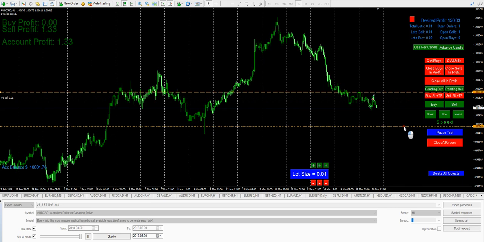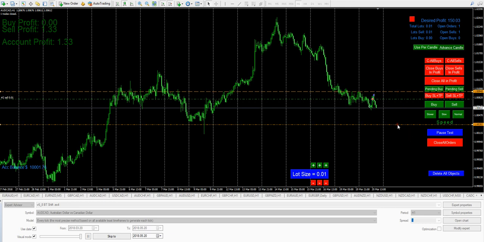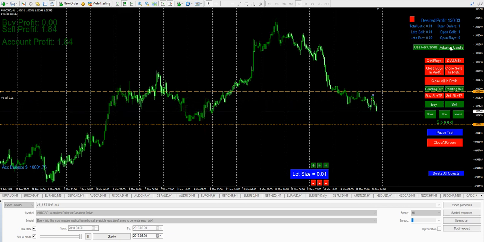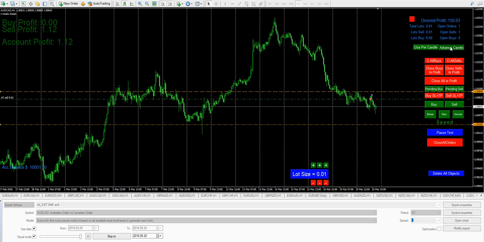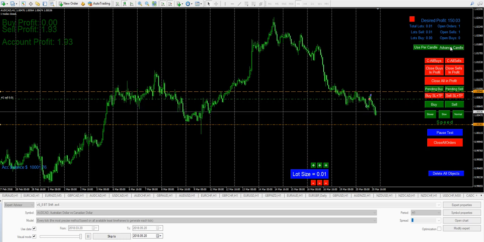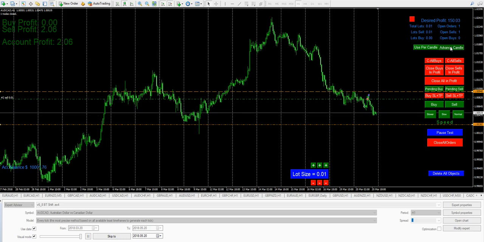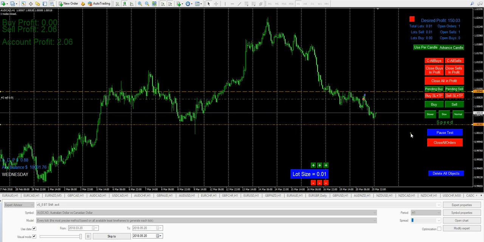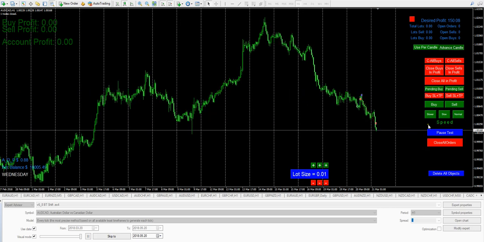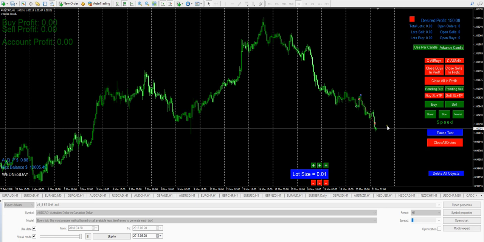So here's the take profit, and here's our stop loss. So we put those wherever we'd like them to be. And then advance the candle. There we go. So our take profit got hit. We got our profit.